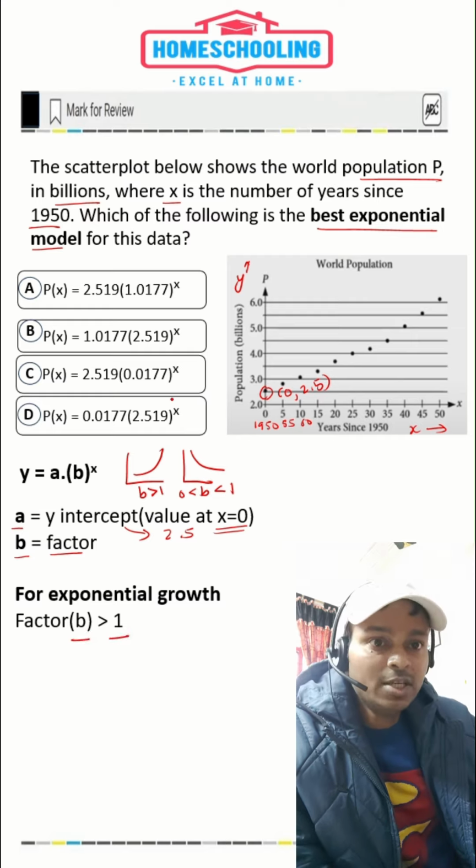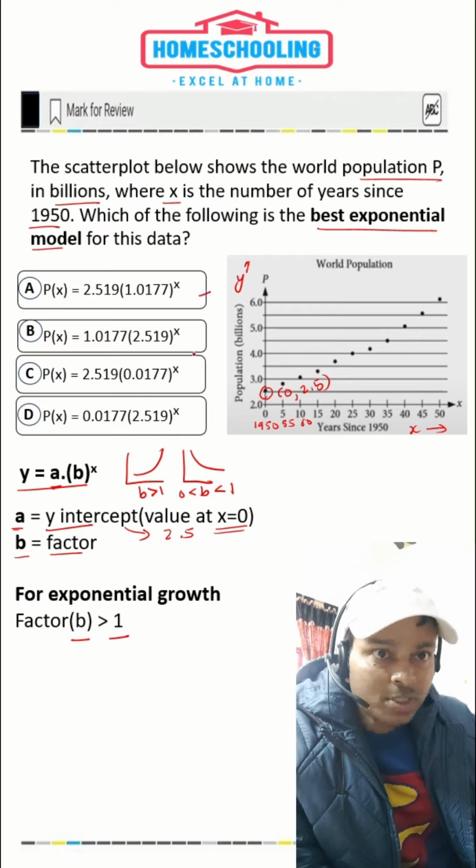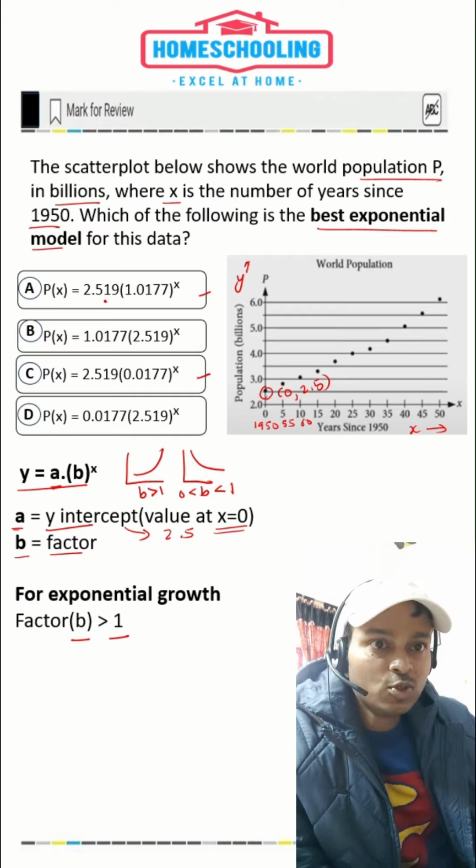Now let's see the options here. As we know, in this equation, a is our y-intercept, and the y-intercept is somewhere around 2.5. So option A and option C: in these two options, we have the y-intercept as 2.5, and in the other options, it is not 2.5. So we are going to discard options B and D.